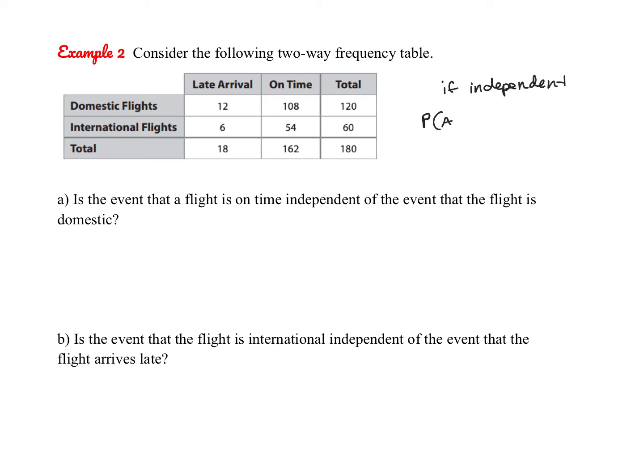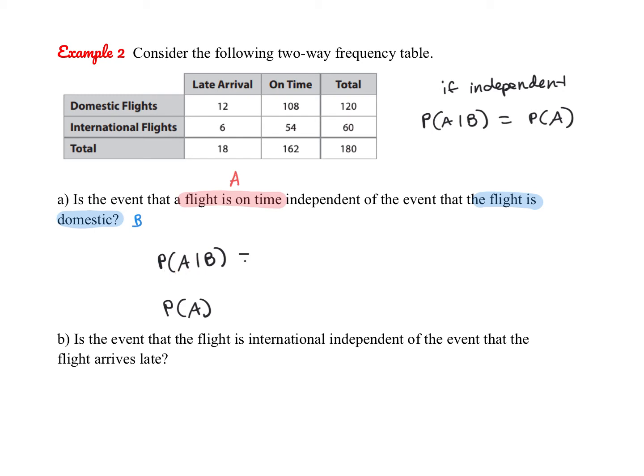we know that the probability of A given B should just be the same as the probability of A. So we can actually use this to determine if two events are independent. So if they are independent, then this should be true. So let's see, this says, is the event that flight is on time, we'll call that event A, independent of the event that the flight is domestic? We'll call this event B. So let's find the probability of A given B, and then we'll find the probability of event A, and we'll see if they are equal, and if they are equal, then the events are independent.